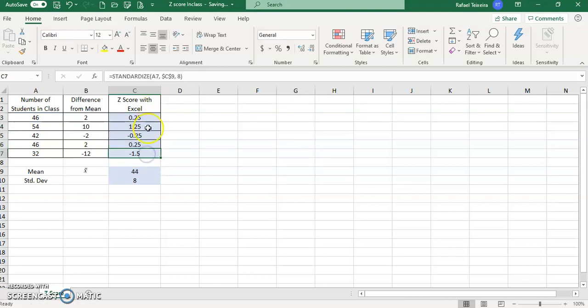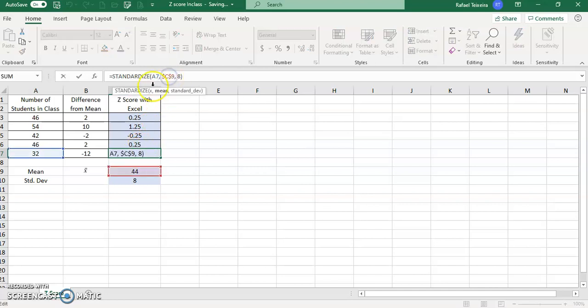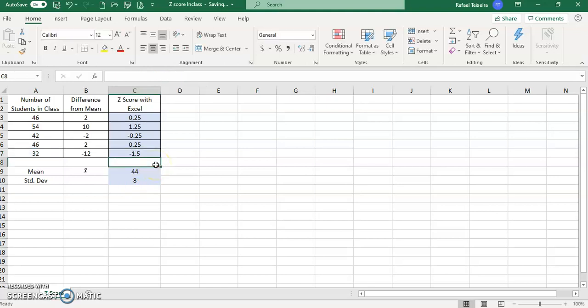Okay, so let me take a look at this last one. If I click here, the A7 is the value I want to standardize, C9 is the mean, and 8 is the standard deviation that I typed. I could select the cell, but I typed just to show you that you can do either way, typing or selecting the cell. Okay, so this is how you compute the z-scores.